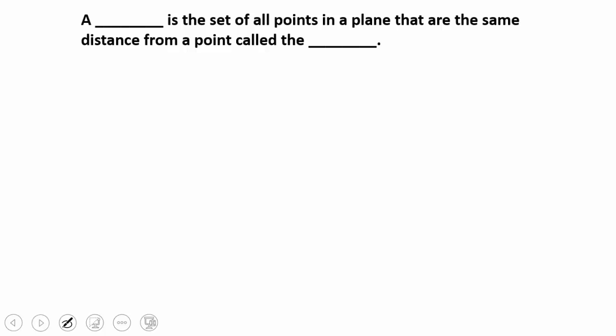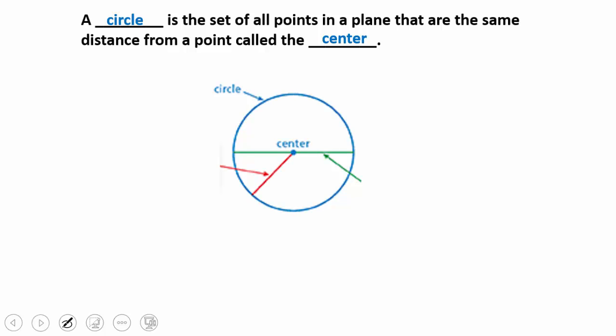One, we need to know that a circle is the set of all the points in a plane that are the same distance from a point called, that's right, the center. So it looks something like this. Here we have a circle. That's the big blue line on the outside. And in the middle, we have the center, a point in the center. So all points on that circle going around the outside are the same exact distance from the point called the center.